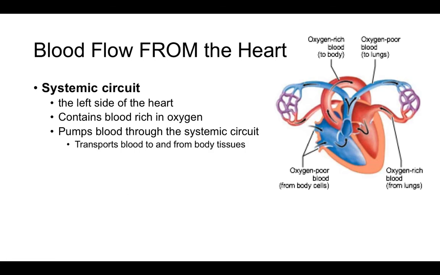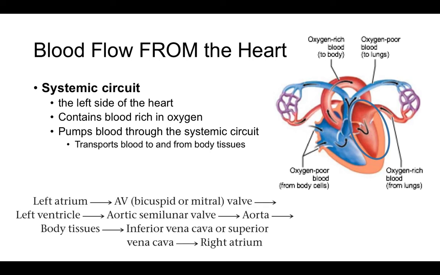Then we get to the systemic circuit. This is the left side of the heart. This contains blood that has more oxygen than in the right side. This pumps blood through the systemic circuit, and the systemic circuit services basically everything else in your body except for your lungs. Every single other thing. It's pretty amazing. It goes from the left atria to the AV valve, the bicuspid or the mitral valve, the left ventricle, the aortic semilunar valve, the aorta, the body tissues, the inferior vena cava, and then back to the right atrium.